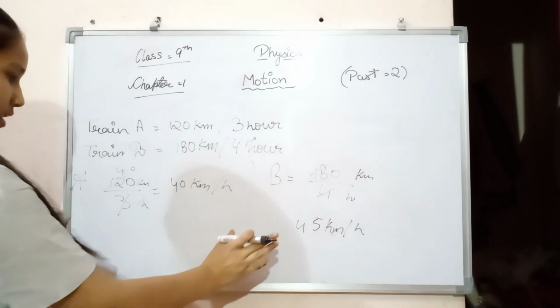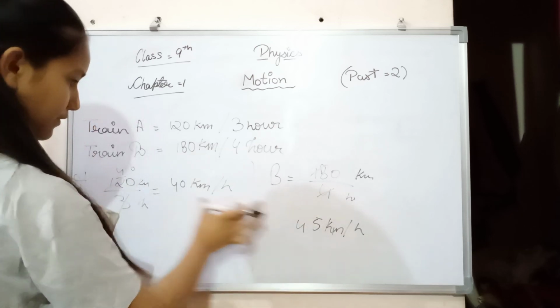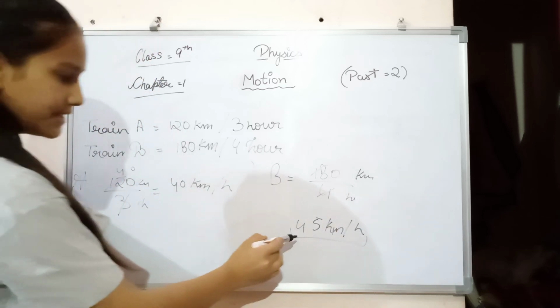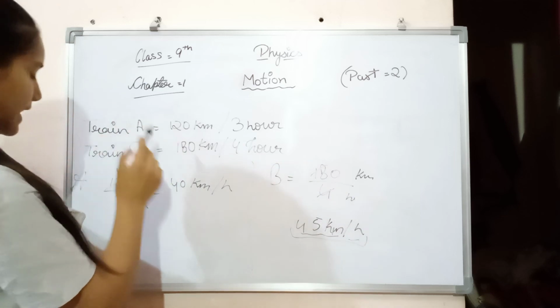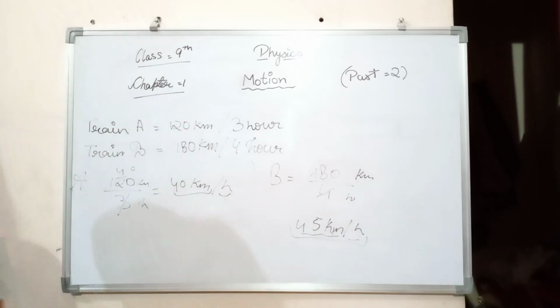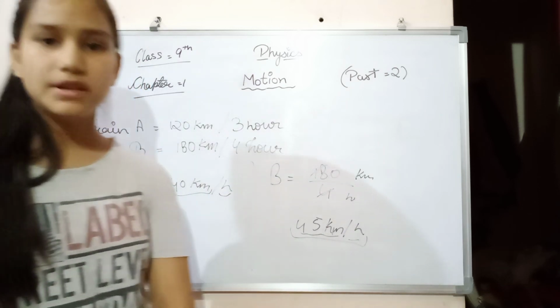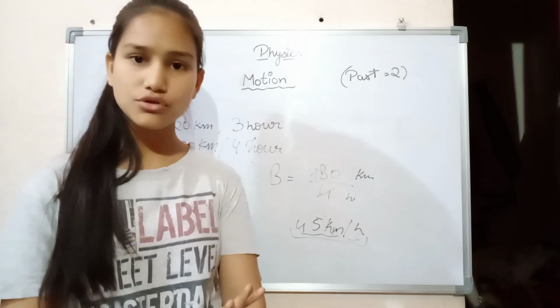Now we can exactly know which train is faster. Train B is faster because it is traveling 45 kilometers per hour, but train A is covering 40 kilometers per hour. This is how we can compare the speeds of two bodies which are in motion.